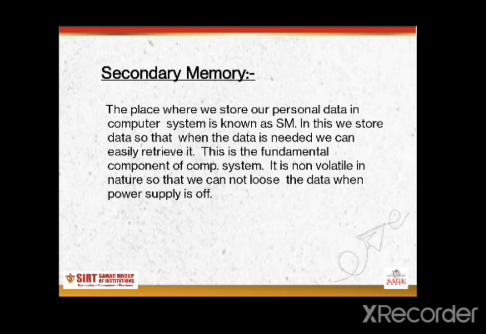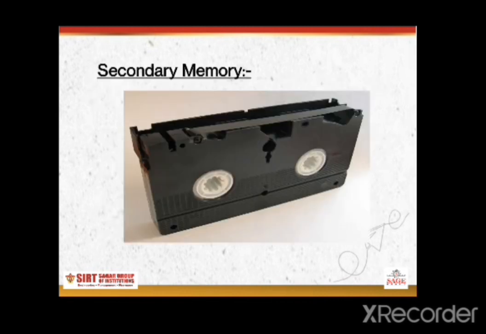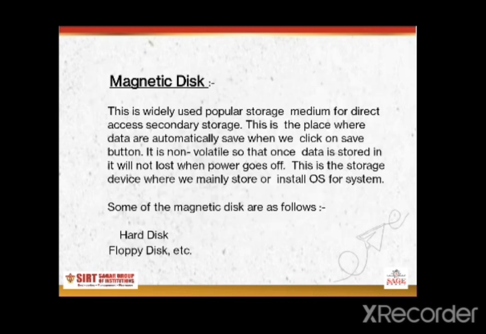It is a fundamental component of the system. It is non-volatile in nature, so we cannot lose the data when power is off. It gives the advantage that whenever we store the data, it cannot be removed. There are two types of accessing methods for the data: sequential and direct. With the sequential method, we can search or read the data line by line. With the direct method, the computer can go directly to the information that the user wants.